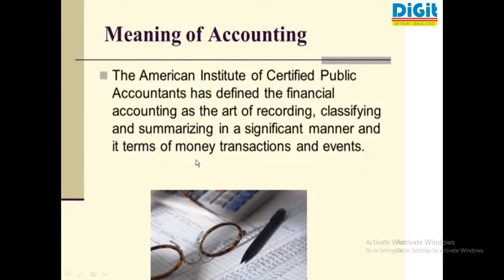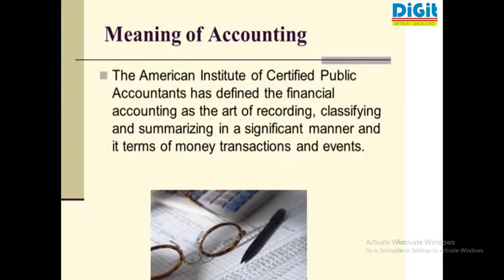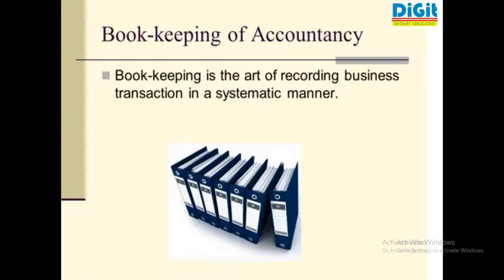Next, the meaning of bookkeeping: bookkeeping is the art of recording business transactions in a systematic manner. It is just a recording of business transactions in a systematic manner. And accounting is an art of recording transactions that will classify and summarize our business transactions, which can be measured in terms of money. So this is bookkeeping and accounting.